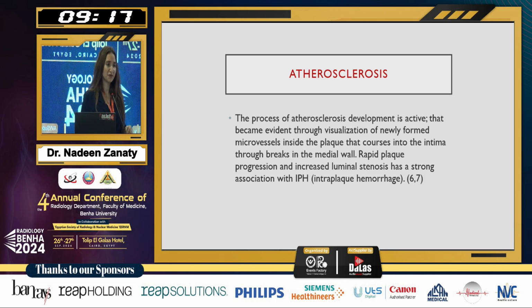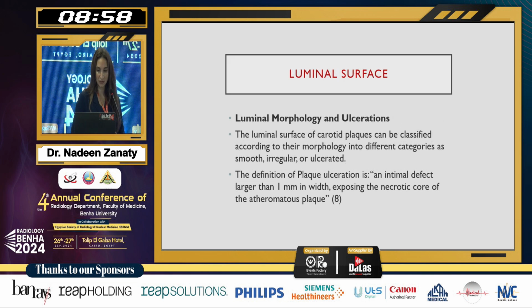So the process of atherosclerosis is usually an active process, which means that there is inflammation and new vessel formation. These new vessels are usually immature and prone to rupture, causing intraplaque hemorrhage. That's the first most important thing that we look at in the plaque, the hemorrhage itself. And there are other things to look at in the atherosclerotic plaque, which are the luminal morphology and ulcers.